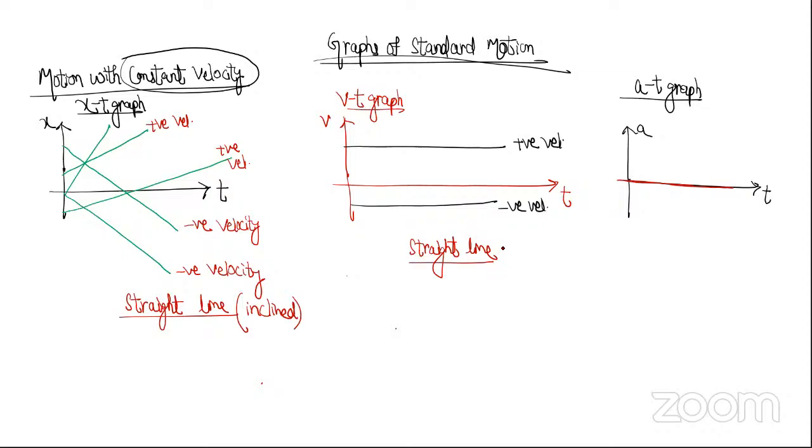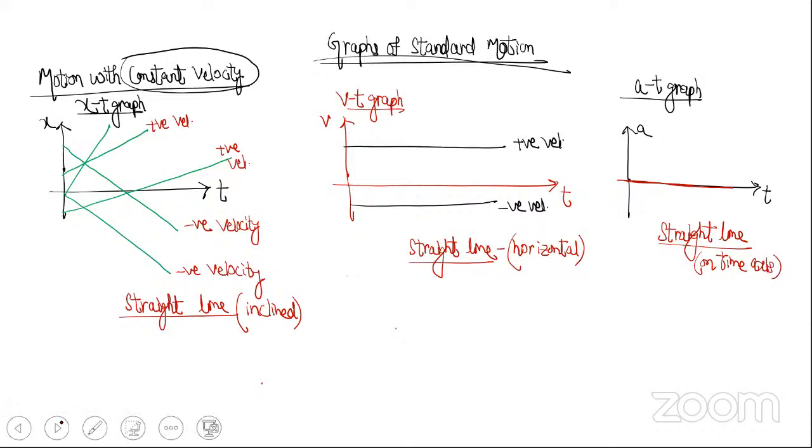So here this is a straight line, but this is a horizontal straight line, isn't it? This is also a straight line, but this is on time axis. On time axis. I hope this is clear. Now let's go to motion with constant acceleration.